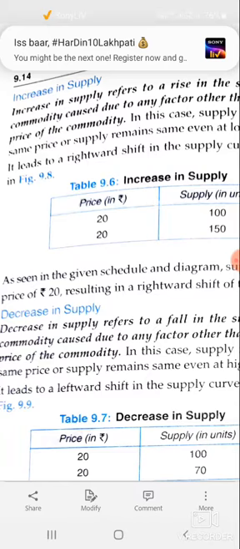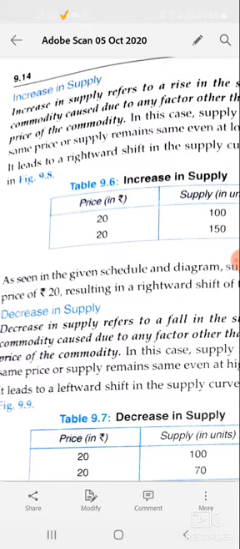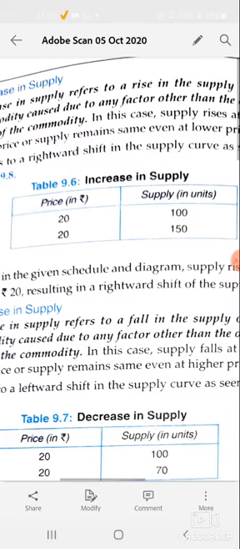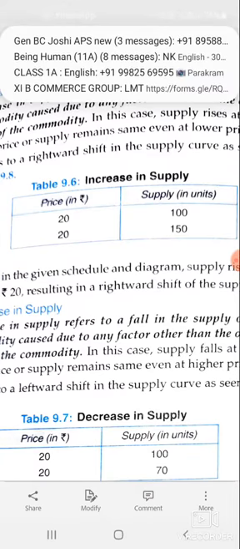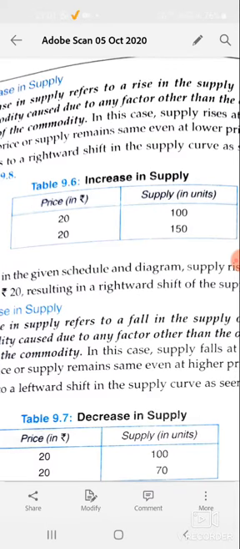If quantity supplied increases due to change in other factors than price and the price remains constant, it is called increase in supply. Let us take an example. If you see the example in table 9.6, price earlier was 20 and the supply was 100 units. Price is constant, that is again 20, but the supply is increased to 150. Now remember, supply increases in this condition, but the price was constant.